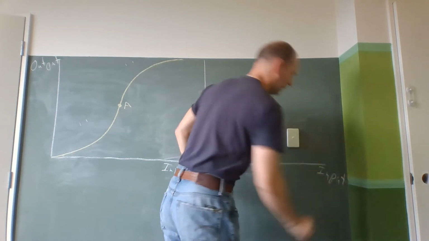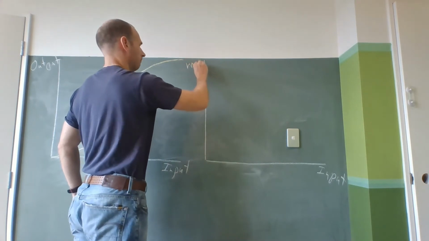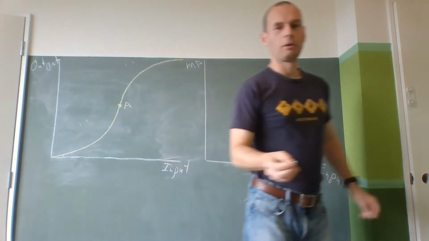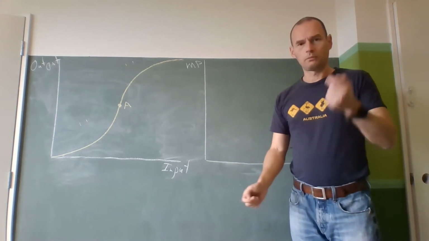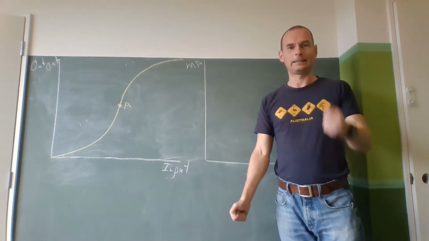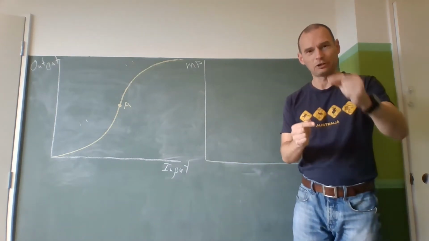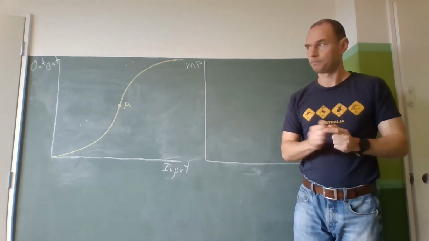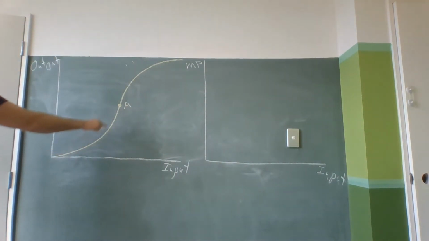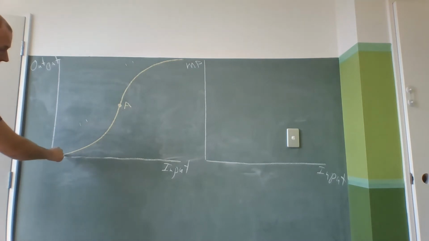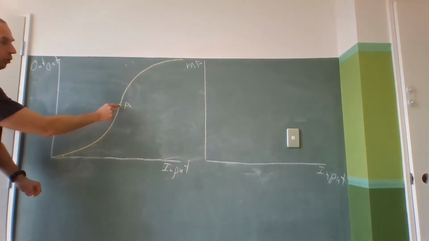So again, I have my input, number of workers on my x-axis, and I have MP, which doesn't stand for member of parliament, it stands for marginal product. So what does that mean? Marginal in economics means additional. It's the additional number of t-shirts that one additional worker will produce. So marginal product is increasing. The number of t-shirts that each extra worker is producing goes up.